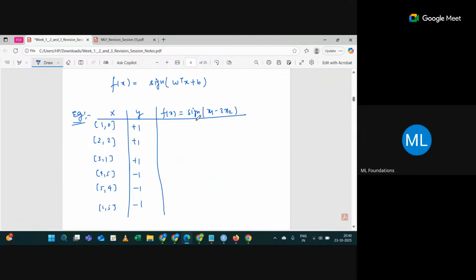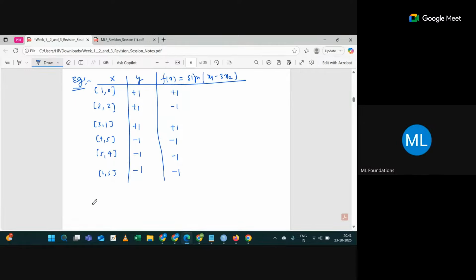So what is 1 minus 0? 1 minus 3 times 0 is 1. So sign of 1 is plus 1. Then 2 minus 6 is minus 4, so that is minus 1. Then 3 minus 3, which is 0, which is again plus 1. And then tell me, minus 1? Minus 1. Minus 1. So what is the loss?